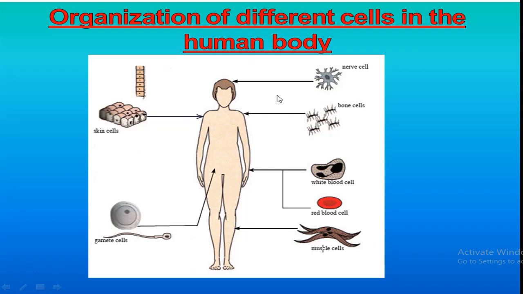So in this picture also we can reach a conclusion. Multicellular organism is composed of two or more cells, right? Different parts of the multicellular organism consist of different types of cells. The functions of the different types of cells are different, right?